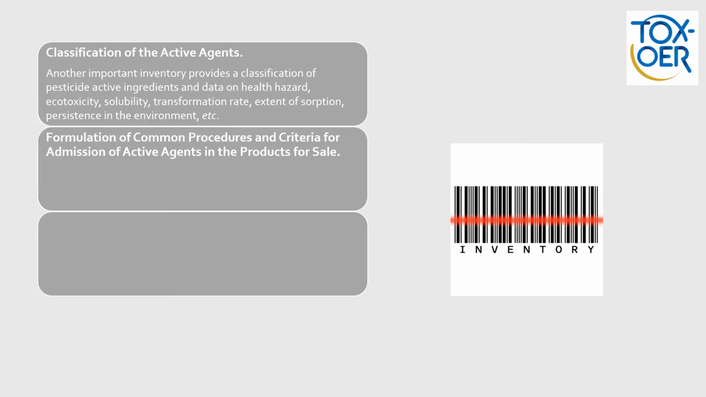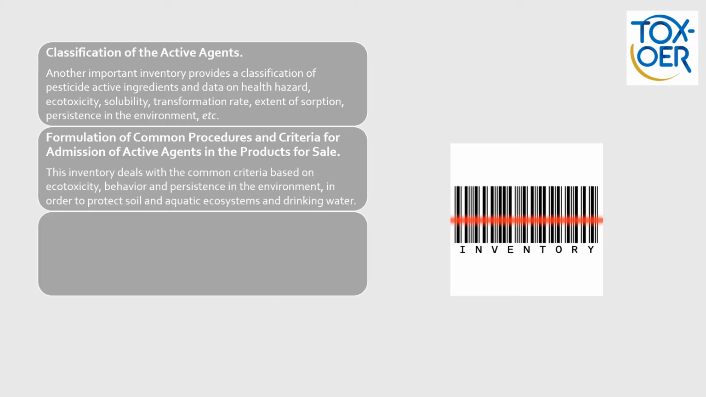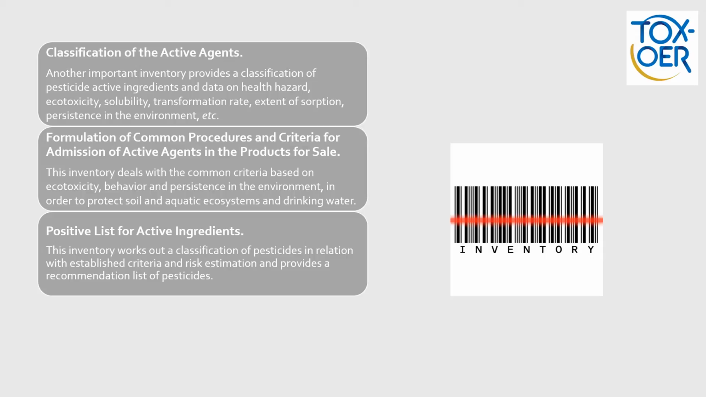Formulation of common procedures and criteria for admission of active agents in the products for sale. This inventory deals with the common criteria based on ecotoxicity, behavior, and persistence in the environment in order to protect soil and aquatic ecosystems and drinking water. Positive lists for active ingredients. This inventory works out a classification of pesticides in relations with established criterion risk estimation and provides a recommendation list of pesticides.